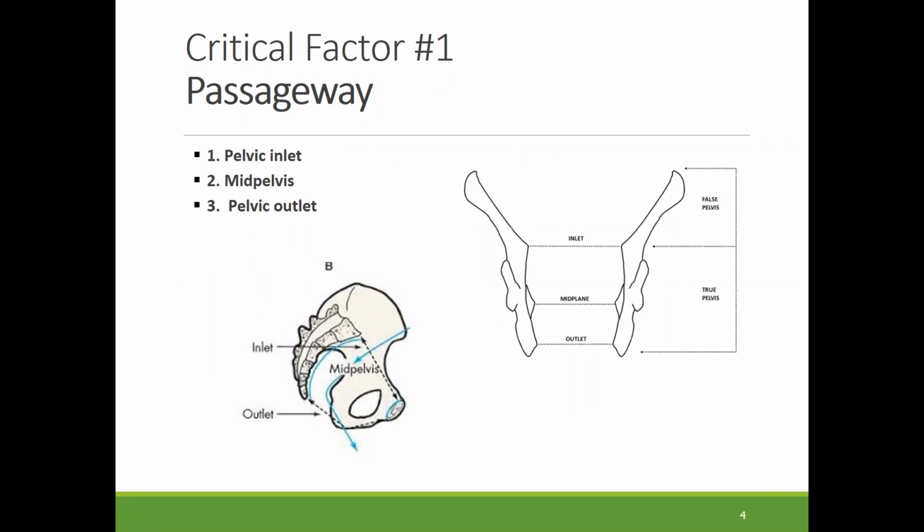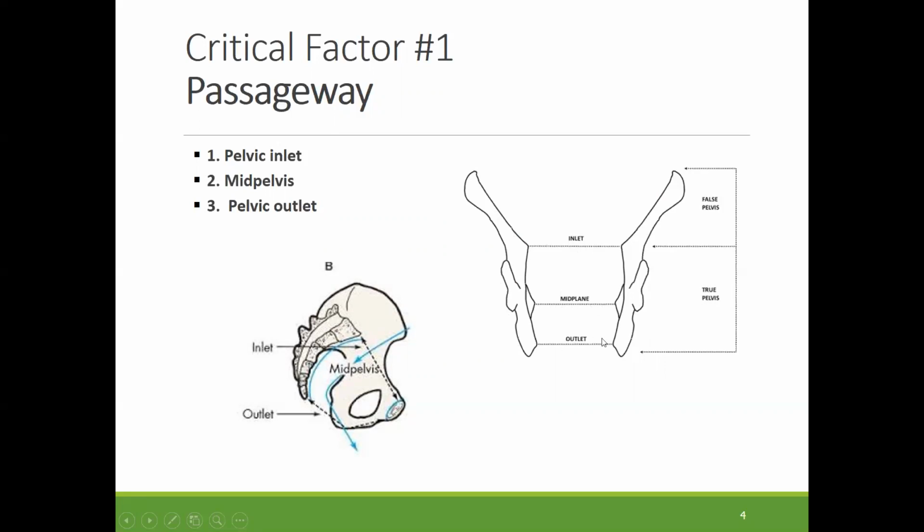All right, so the critical factor 1 was the passageway of the pelvis. If you look at this picture here, this is actually a pelvis. If you're looking directly face on, facing a woman, this is what you would see in her pelvis. So we have the pelvic inlet, which is inside the pelvis. Then we have the mid-pelvis, which is right here, that midline area. You have little bones kind of sticking out, and I'll show you some of these in class on a pelvis. And then we have the pelvic outlet.